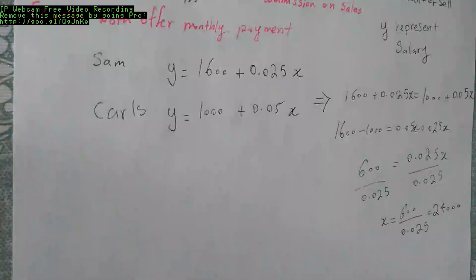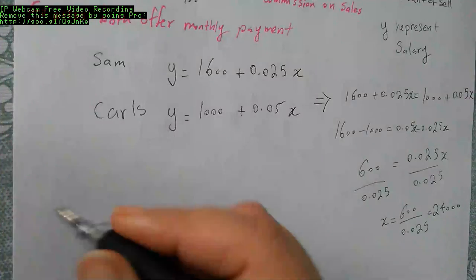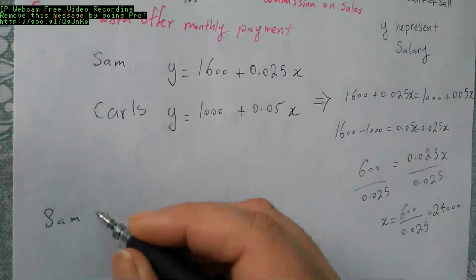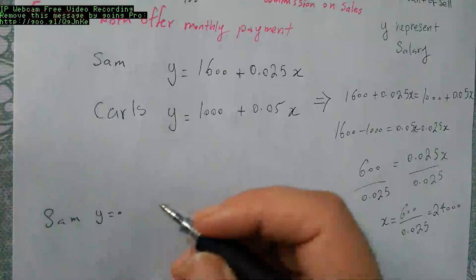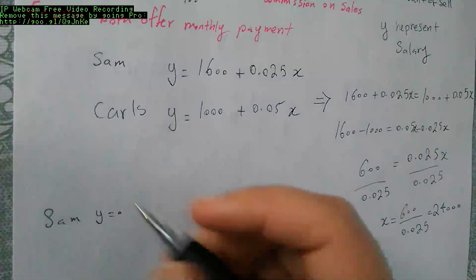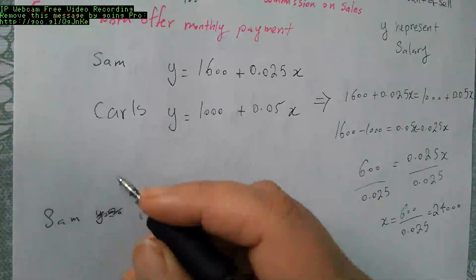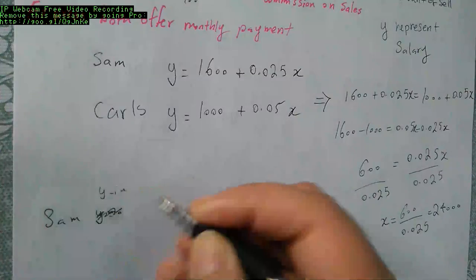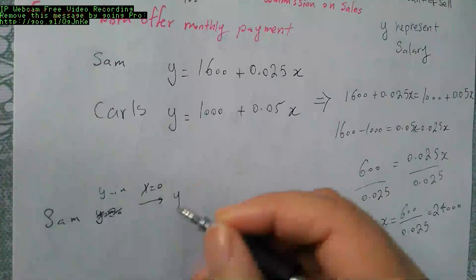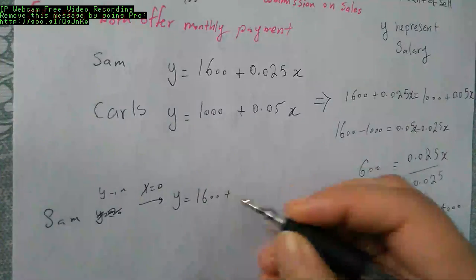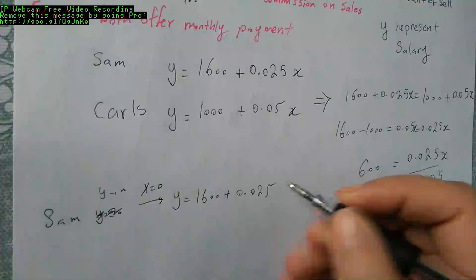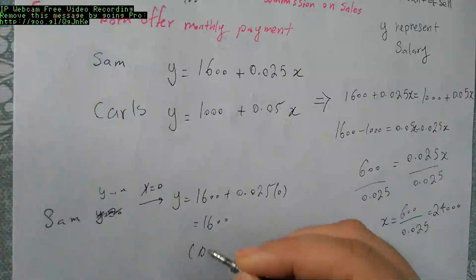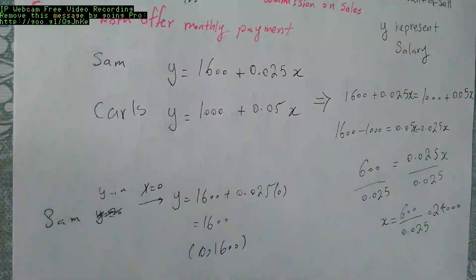Okay, so let's say I want to graph this. For Sam, if I want to find the y-intercept, I put x equal to 0, right? You put x equal to 0 to find that. 0.025 times 0 is 0, so it's 1,600. So this is the y-intercept. So it's going to be the point (0, 1600). So this is 1 point on that.